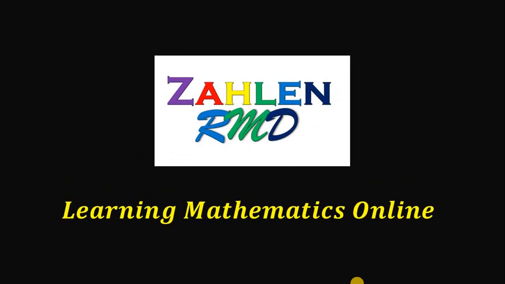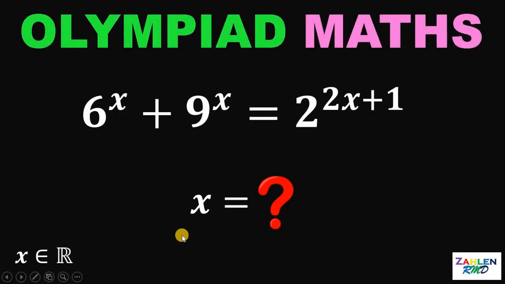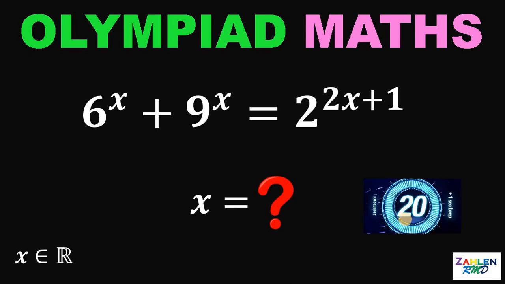And here's our question. Solve for the value of x given that 6 raised to x plus 9 raised to x equals 2 raised to 2x plus 1, wherein x is a real number. Now, if you want to try this problem, you can pause this video. You have 20 seconds and timer starts now.